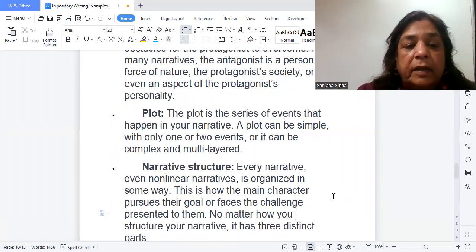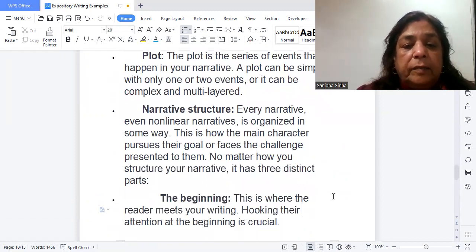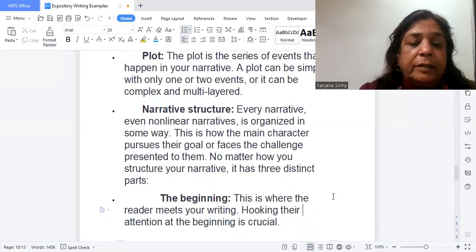Narrative structure. Every narrative, even non-linear narratives, is organized in some way. This is how the main character pursues their goal or faces the challenge presented to them. No matter how you structure your narrative, it has three distinct parts. You all know about it. The beginning. This is where the reader meets your writing. Hooking their attention at the beginning is critical.